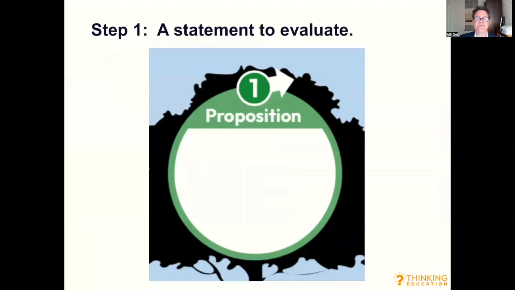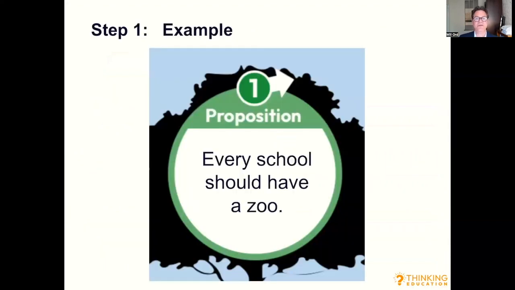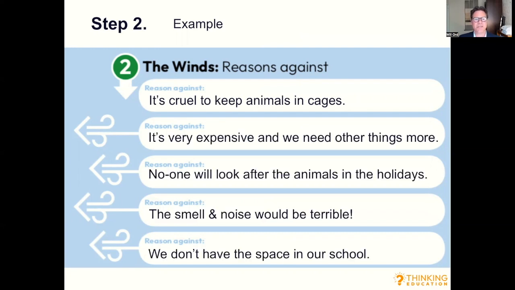So a statement to evaluate might be: boys have it better than girls, cats are better than dogs, no one should eat meat, etc. Let's take the example of every school should have a zoo. They consider the reasons against, and through discussion and questioning and exploring things in the classroom, they come up with as many as they can. So in this case, Year 4 came up with, it's cruel to keep animals in cages. And then we challenge them to think of other possible reasons against.